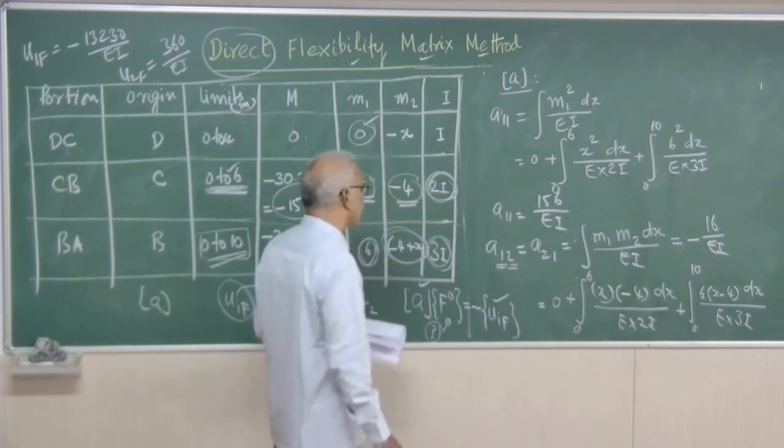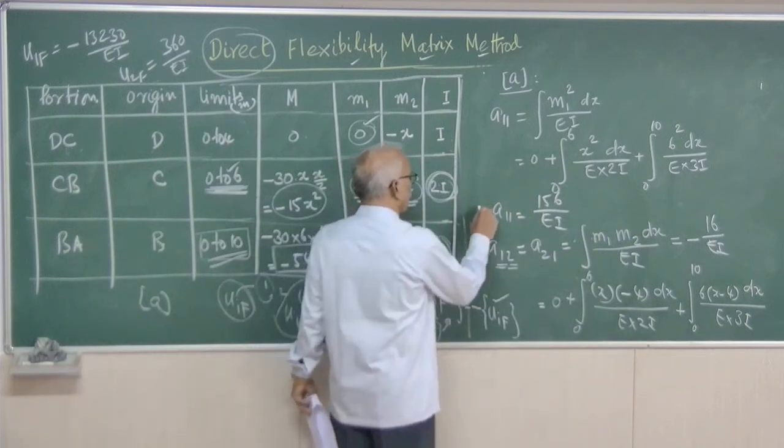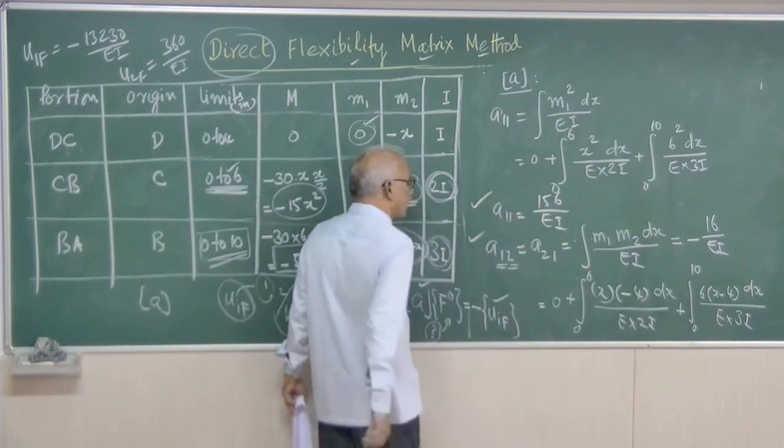So that is one. A11 we have got, A12 equal to A21 we have got.